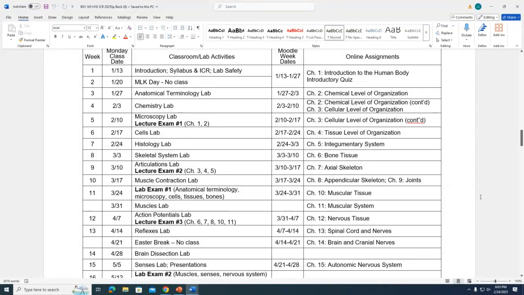So we're supposed to be starting chapter 5. One of the most boring chapters in the book, the integumentary system. Well, at least from now on, we're covering actual organ systems. So this is the first one. We're going to do the integumentary system, skeletal system, muscular system, and nervous system this semester. And then the rest of them will be in Anatomy too.